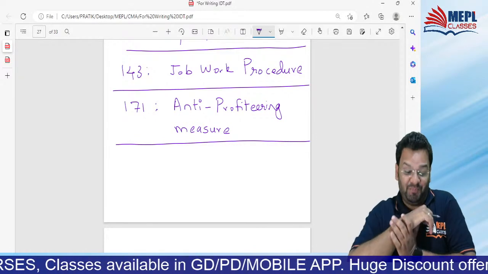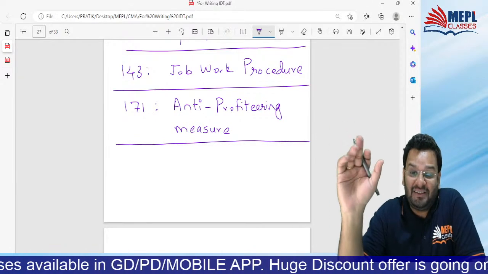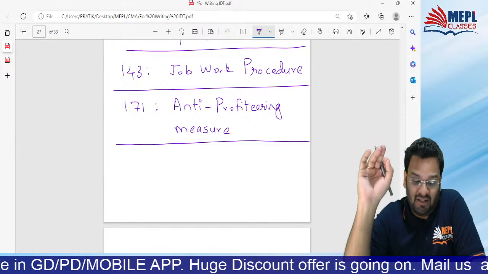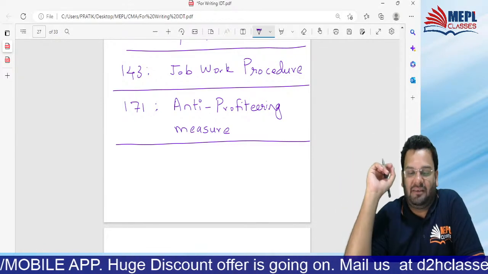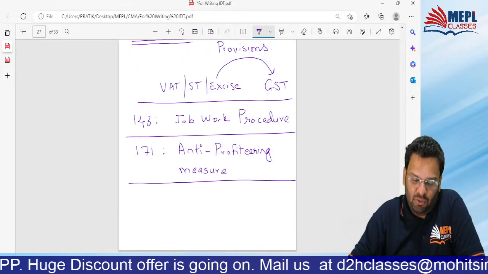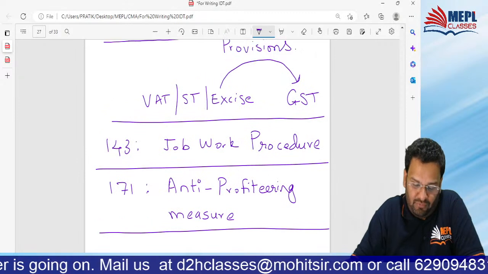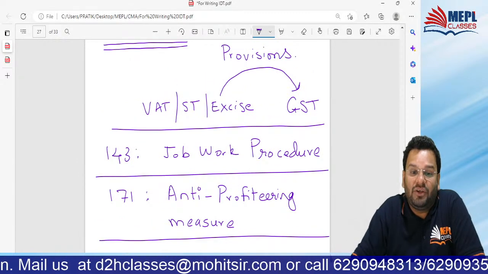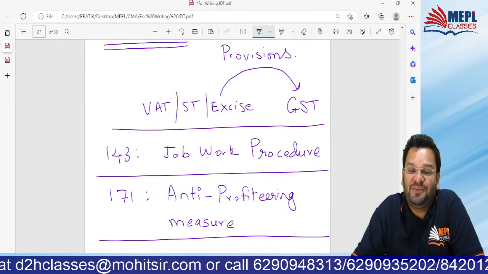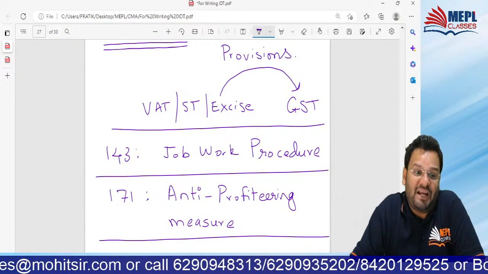Agreed? So these are important sections under CGST Act. Did you get them? Do you want a fair explanation of any section? Okay, sir, what are we going to study in this particular section? Let me know in the chat window.